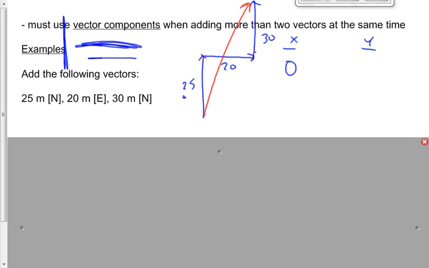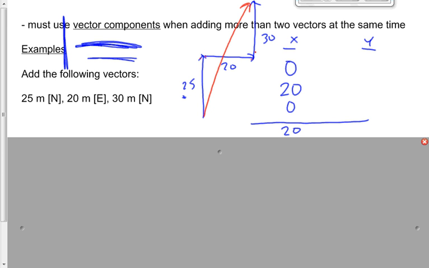How much of the 20 is on the x-axis? 20. All of it. How much of the 30 is on the x-axis? Jacob? None. Let's add these up. 20. So the total x is 20. Let's do the y's now.